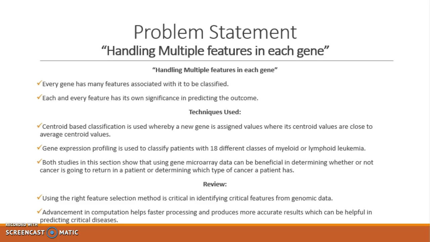Gene has many features associated with it. Handling multiple features in each gene is the key problem addressed in this paper. Several techniques are used to identify the unique features of gene. First one is centroid-based classification, which is used whereby a new gene is assigned value where its centroid values are close to average centroid values.